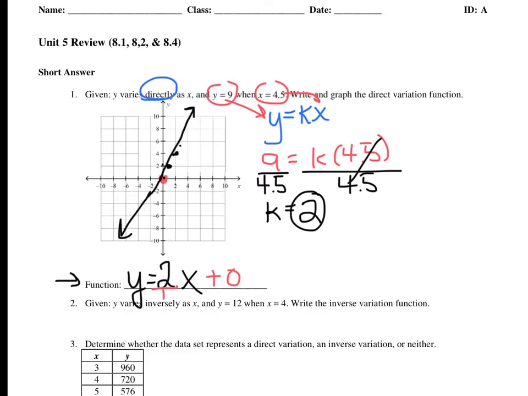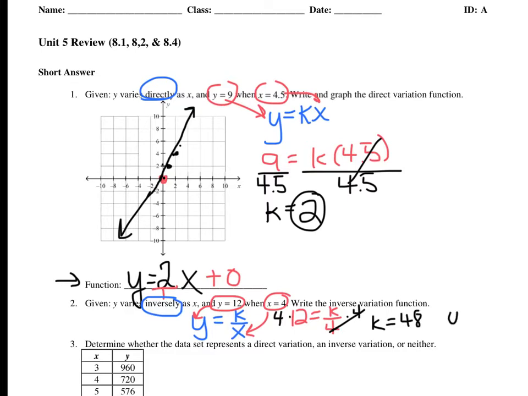On number 2, this one is an inverse variation function. So we need to use the equation y equals k over x. Now we'll plug in the numbers for y and x to solve for k. So the equation will be 12 equals k over 4, and then we need to solve for k. So to do that, we'll multiply both sides by 4, and we get k equals 48.